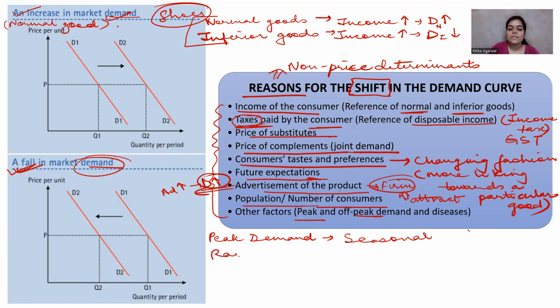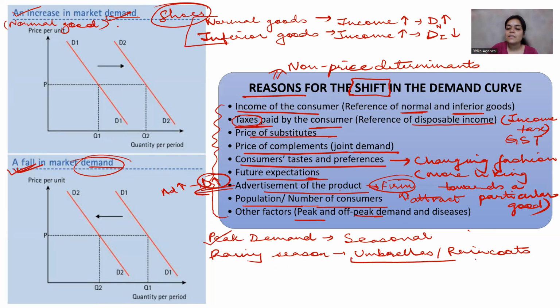Suppose if I talk about rainy season, the demand for umbrellas and, or you can say, raincoats increases in the rainy season. This is peak demand. Why peak demand? Because there are very few people that use umbrellas in sunny season, but generally umbrellas are meant to protect you from rain. So this is a peak demand product.